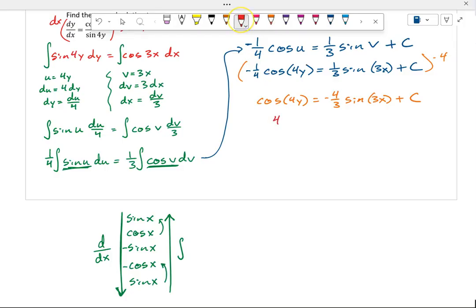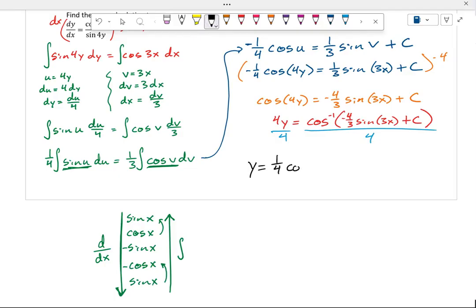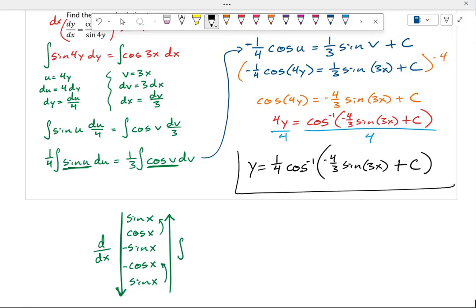Our inverse. 4y equals cosine inverse, or arc cosine of all of this stuff. And then, we're almost done, divide by 4. We have our answer, y equals 1/4 cosine inverse, or arc cosine of negative 4/3 sine of 3x plus c. All right. And that one's done.